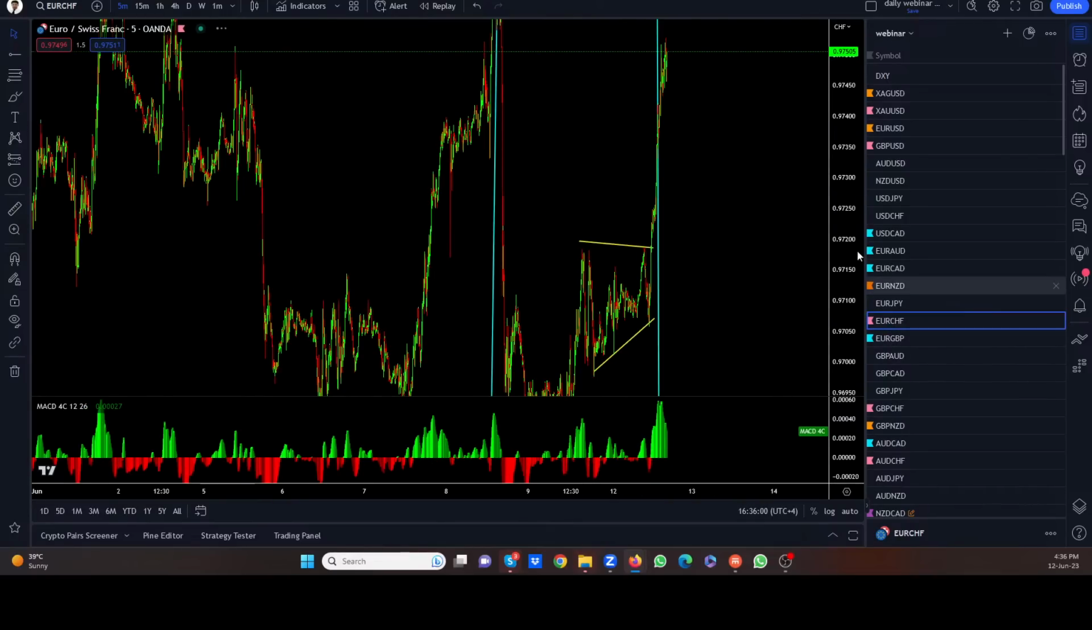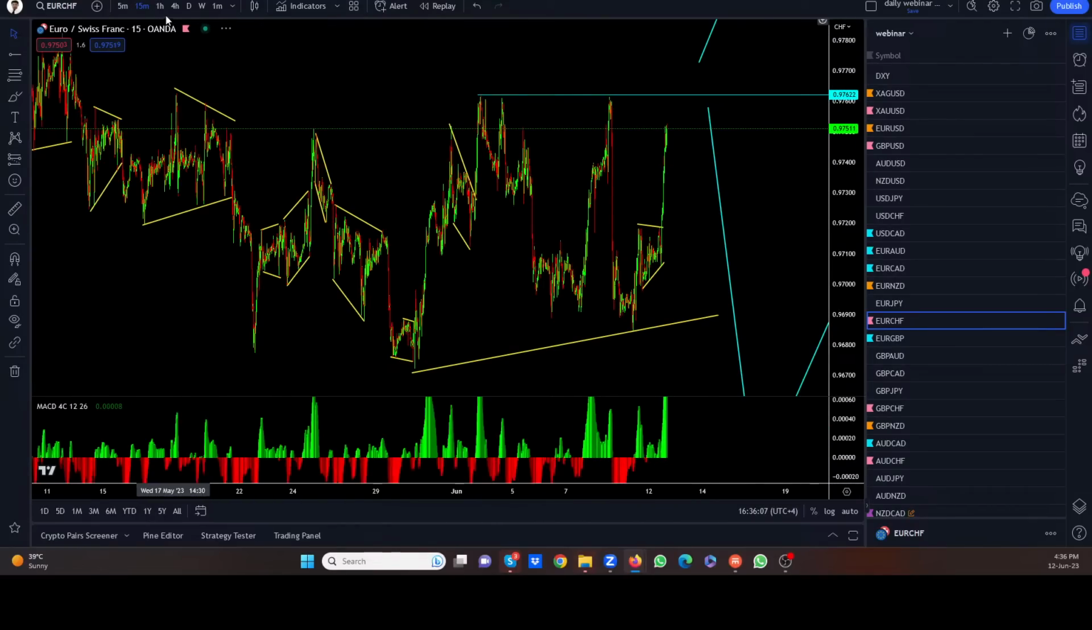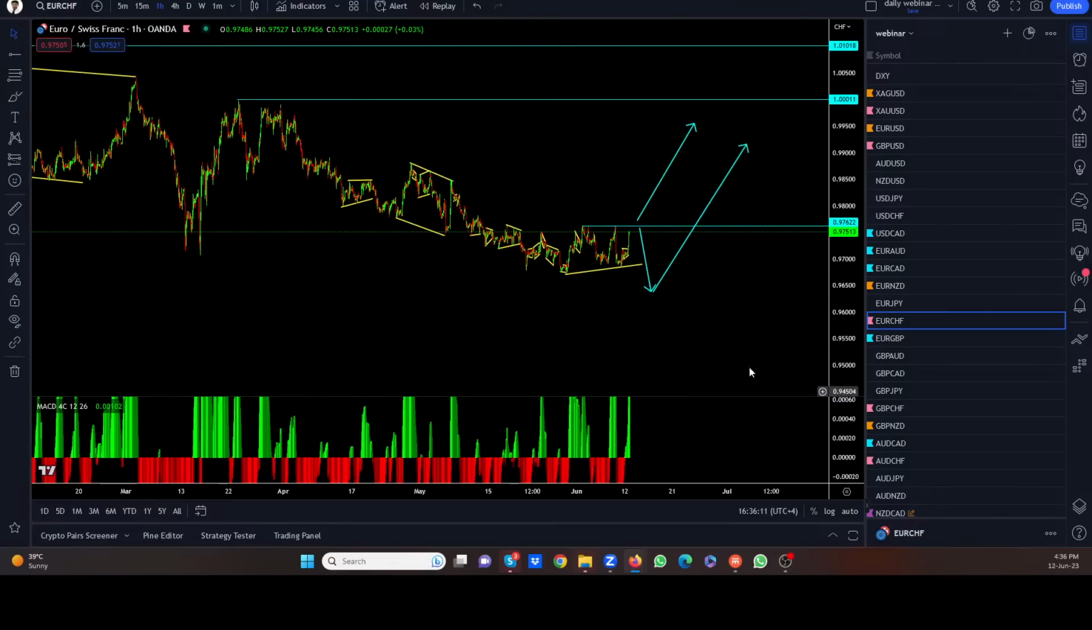Euro Swiss, this one is at the top. It could go a little more. It might even break this top. The bigger picture of this is upside. The entire big picture, if you look at it from a big picture point of view, it's upside. The only thing we don't know is whether this is a flat that will make one more low and then go, or whether this piece is a big flat for upside. This here is a big flat for upside.